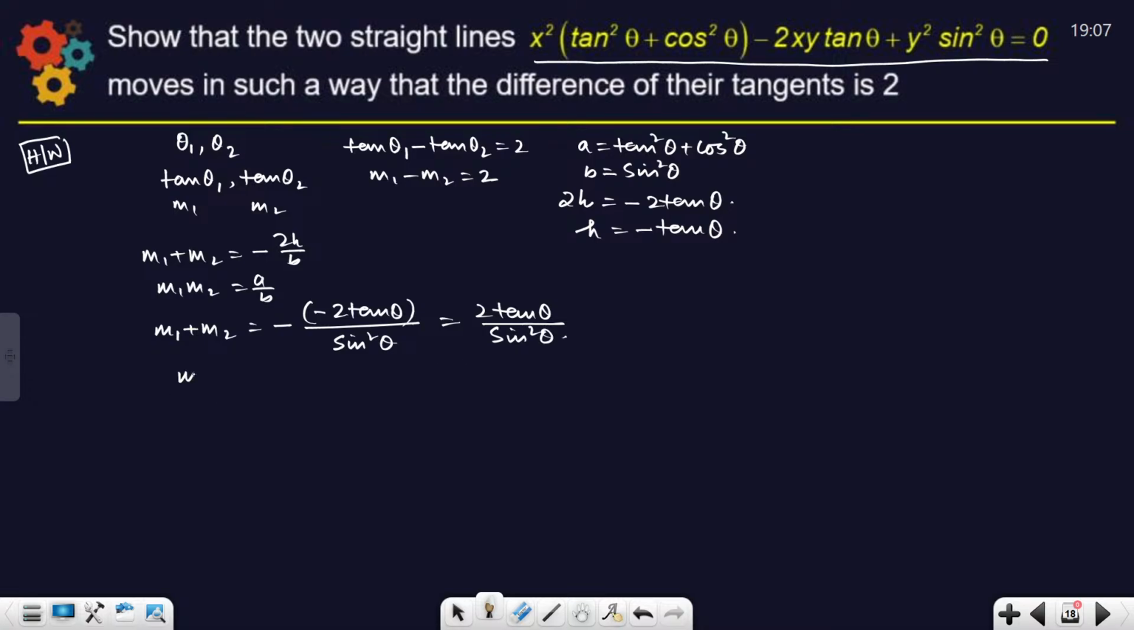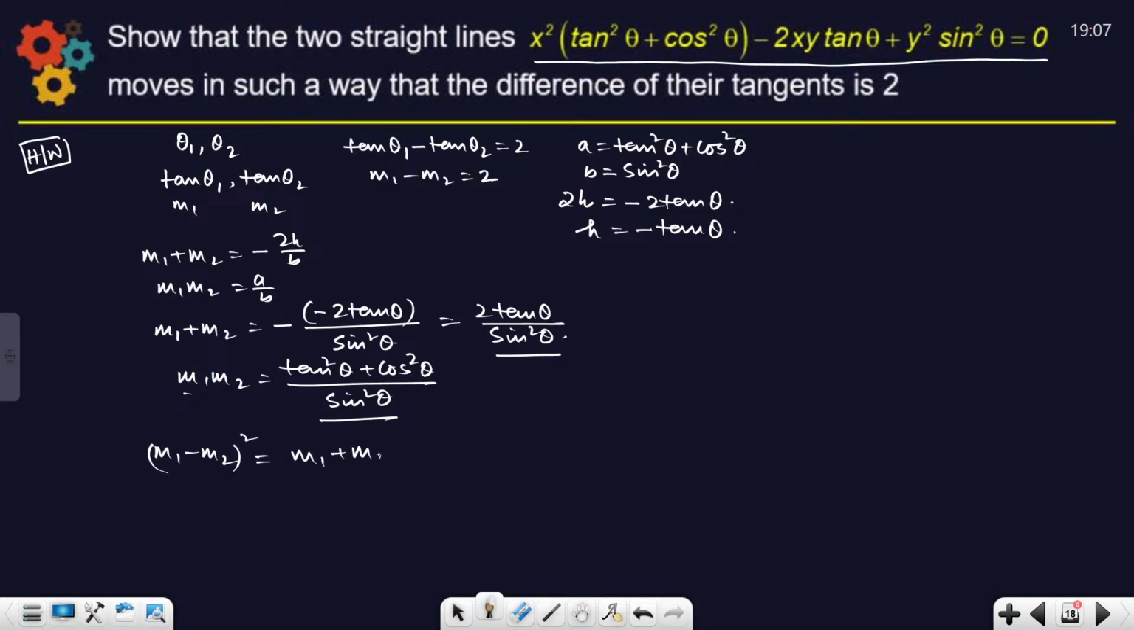Clear? And what is your m1 m2? That is A by B. That is tan square theta plus cos square theta divided by sin square theta. Am I correct? So you have m1 plus m2 as this, and m1 m2 as this. So find out what your m1 minus m2 is. First you find out its whole square. I have done the whole sum. Though I told you that I'm going to give you this as homework, I've done the whole sum. Anyways, so let me do it.